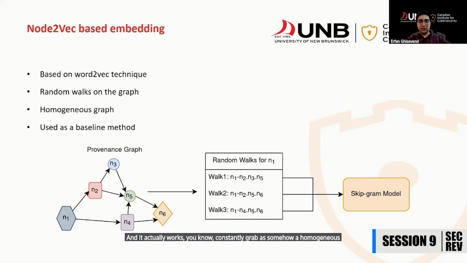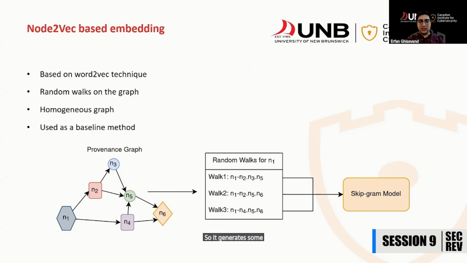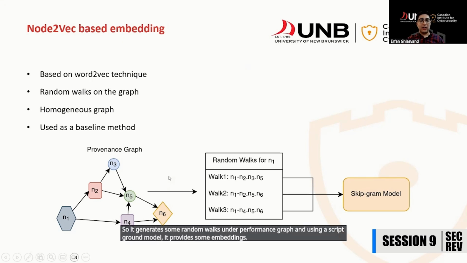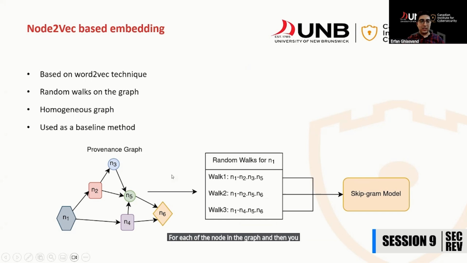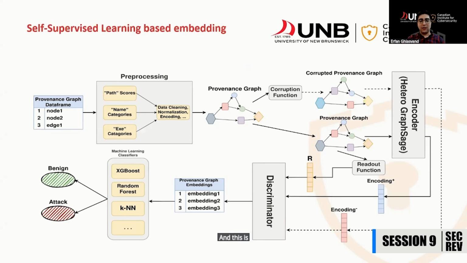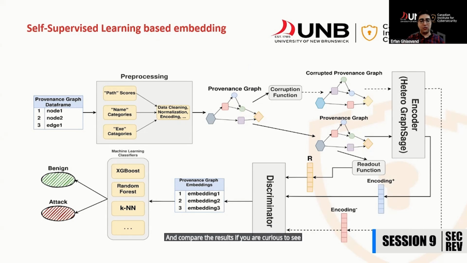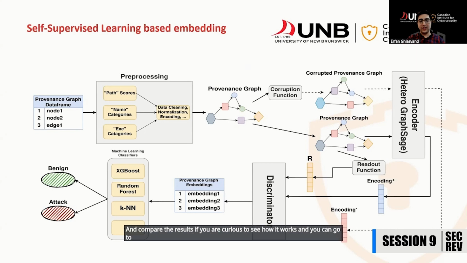So it's not a very good technique for the provenance graph, but as I said, it's mostly a baseline method. It generates some random walks on the provenance graph, and using a skip-gram model, it provides embeddings for each of the nodes in the graph. And then you can later fit those embeddings into a downstream machine learning task. And this is another one. I actually use this one for the later task. I use the self-supervised learning-based embeddings instead of node2vec, and compare the results. If you are curious to see how it works, you can go to our paper on this.